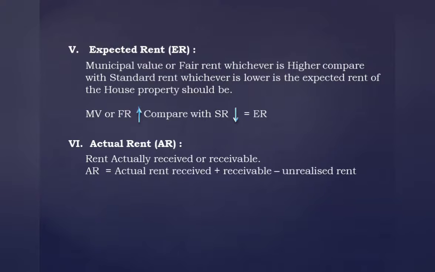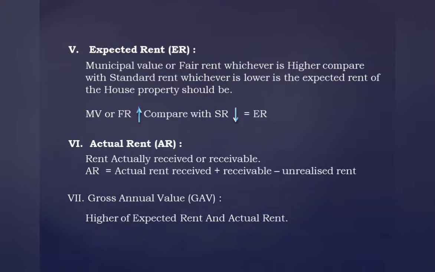Now, what is actual rent? Actual rent is rent actually received or receivable. It is calculated as actual rent received plus receivable minus any unrealized rent. Next is gross annual value. Gross annual value will be calculated as higher of expected rent and actual rent.